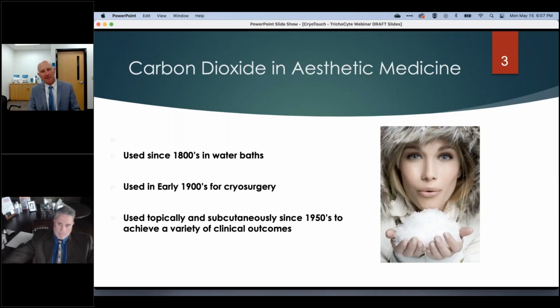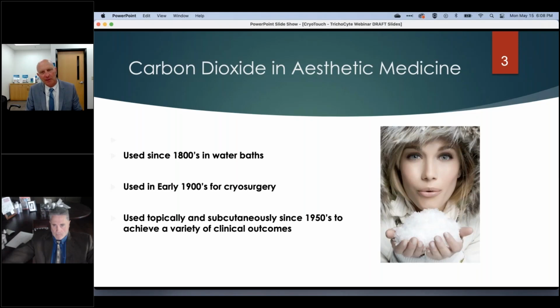Carbon dioxide in aesthetic medicine is really the first topic. So let's start at that level and then bring it into how we apply it today. Carbon dioxide was really one of the first gases that was isolated and used, all the way back at the turn of the last century.